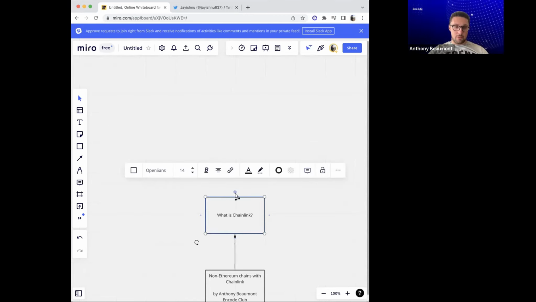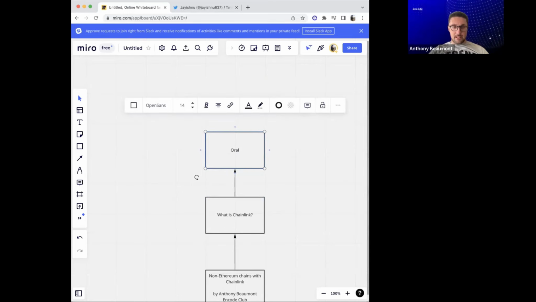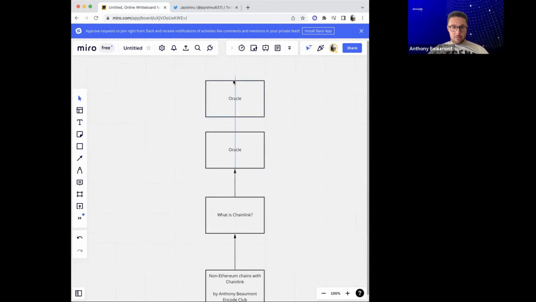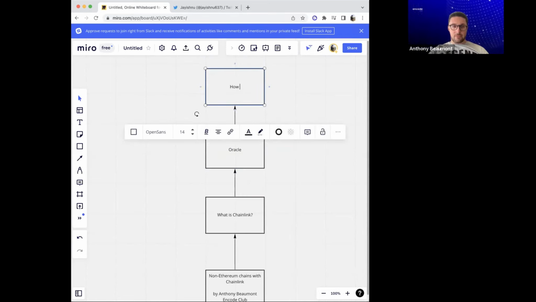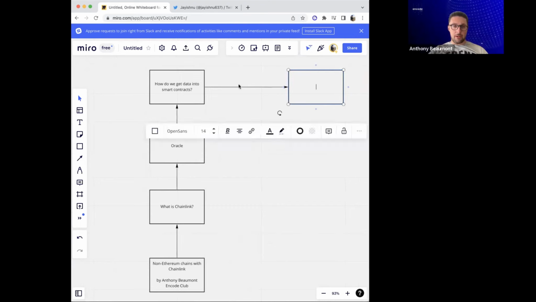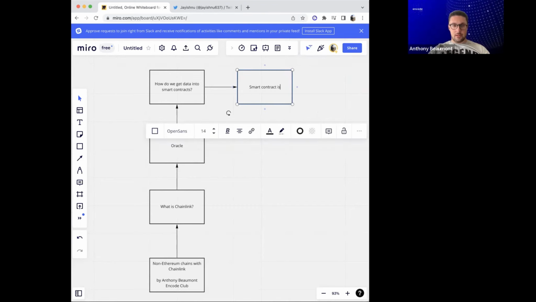Well, Chainlink is what we call an oracle. And we have oracles for one main reason. And that reason is, how do we get data into smart contracts? A smart contract, you're probably aware, is a piece of self-executing code subject to a few conditions being met.